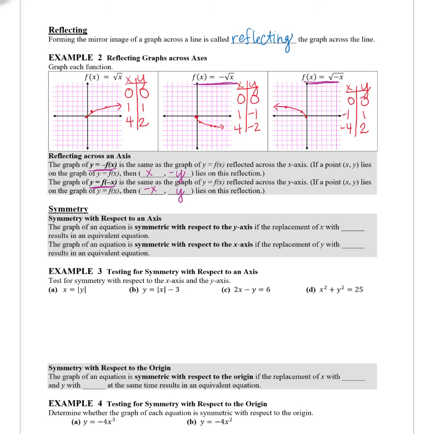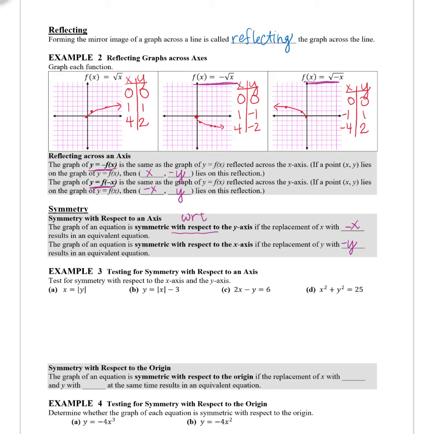Now, symmetry with respect to an axis. The graph of an equation is symmetric with respect to the y-axis if the replacement of x with negative x results in an equivalent equation. Or the graph of the equation is symmetric with respect to the x-axis if we can replace y with negative y and we get an equivalent equation. With respect to is a common phrase, so often we use WRT for this, and you'll see this later on when we're working problems.